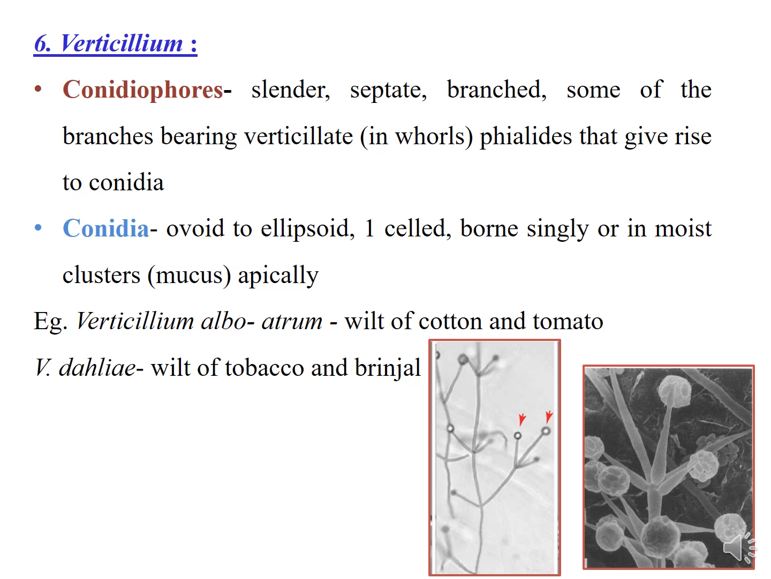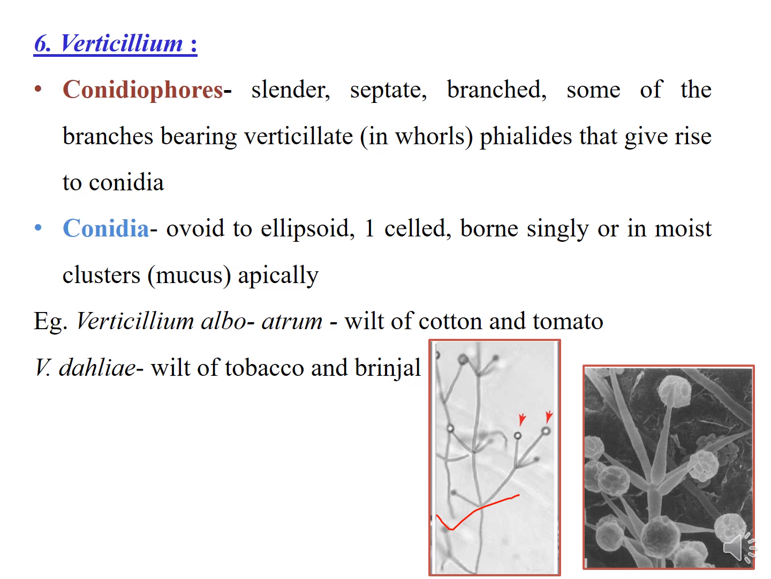Coming to the next one, that is Verticillium. In Verticillium, here is the conidiophore; you can see in the picture how it is looking. It is very slender and septate, and again a branching pattern we can see in the conidiophores, and some of the branches bear verticillate phialides that give rise to conidia. Verticillate means in whorls; they are produced in different whorls.